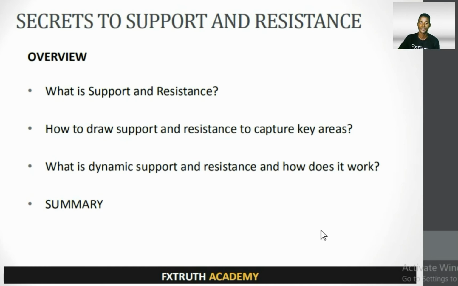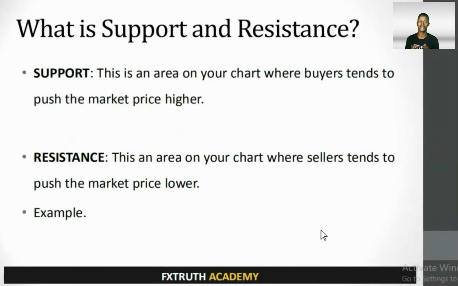So let's get started. What is support and resistance? Support is an area on your chart where buyers tend to push the market price higher. There's an area, notice that word area, on your charts where the buyers tend to push the market price higher. While resistance is an area on your chart where the sellers tend to push the market price lower.